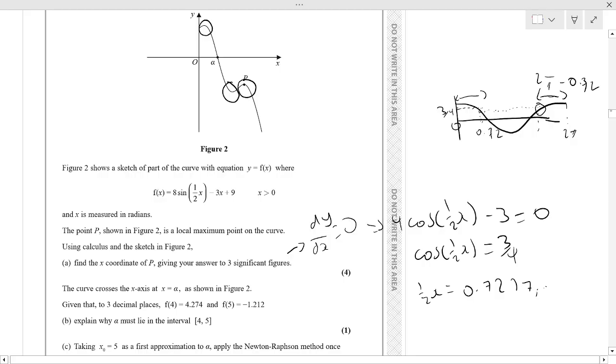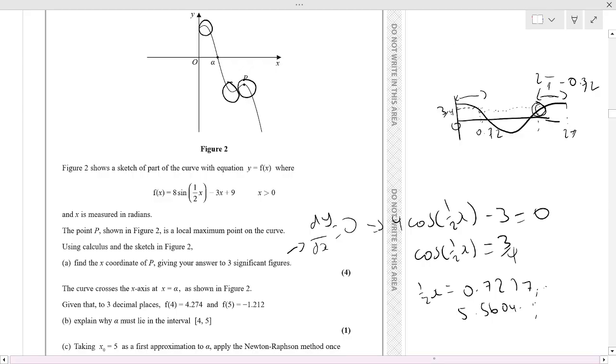So the next one will be 5.5604. And by the way, if you are unsure how you worked out the next solution, you can just put that into the calculator. So cos of 5.5604 gets me 3 over 4. So it gets me the number, so that is right. Okay, the solution there.